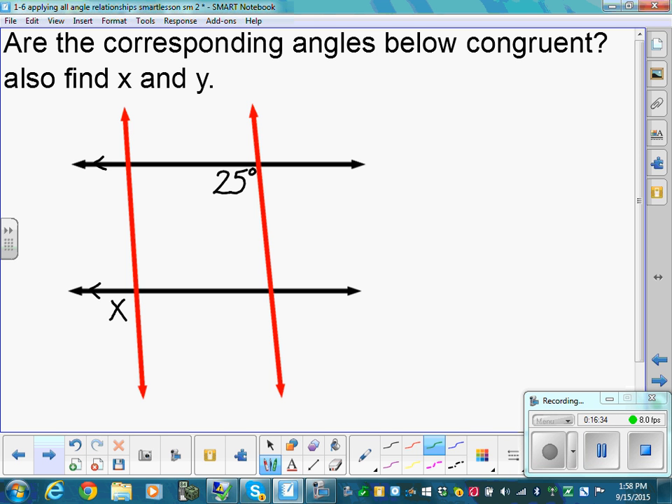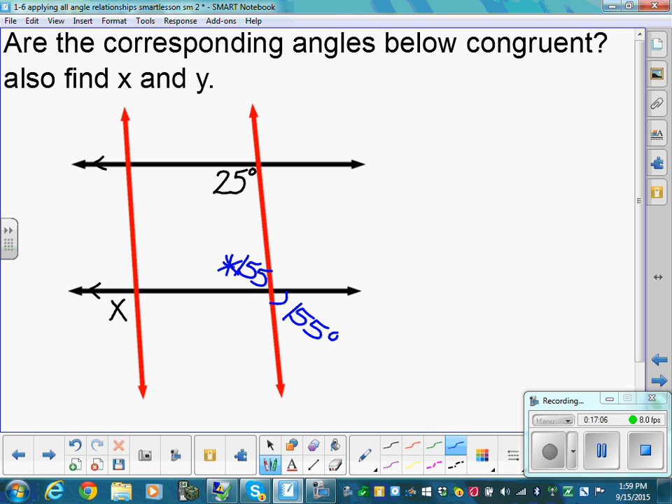You can work consecutive interior this way, but you can't do it the other way because they're not parallel. Okay, so Brian's saying let's do consecutive interior this way. But then I know 180 minus 25 is 165. No. So guys, we know that these two angles are consecutive interior, so they should add up to 180. Okay, so if this is 155, what's this? 155, because of vertical angles.